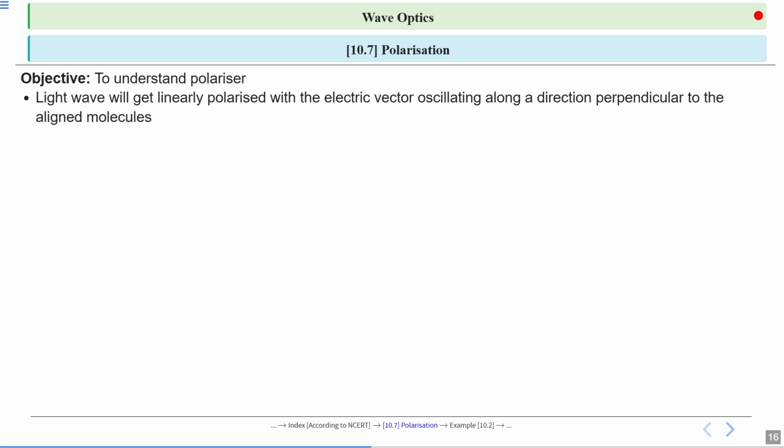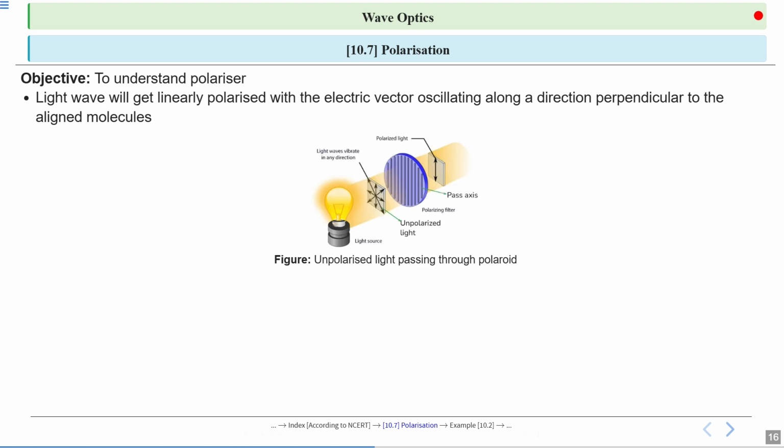So what happens when light passes through a polarizer? Light waves become linearly polarized, meaning the electric vector of light oscillates in a specific direction. This direction is perpendicular to the alignment of molecules in the polarizer. Here we have a visual representation of unpolarized light passing through a Polaroid. This image helps us understand the process of polarization. As you can see, the light entering the Polaroid is unpolarized, and the Polaroid filters the light, allowing only certain oscillations to pass through. This is a key concept in understanding how polarizers work.